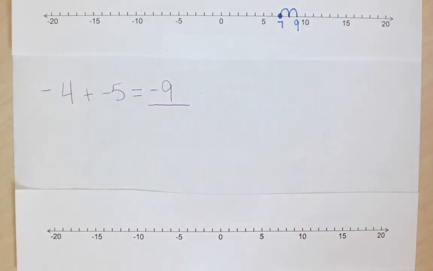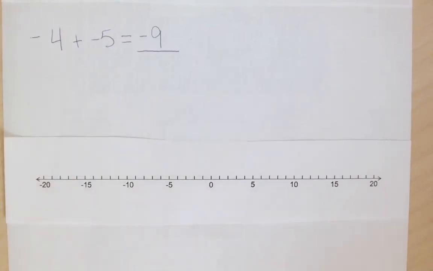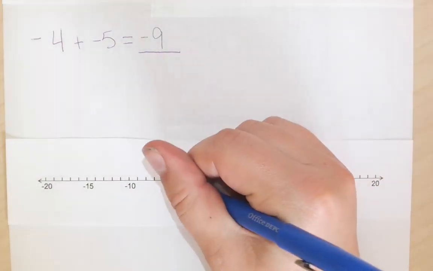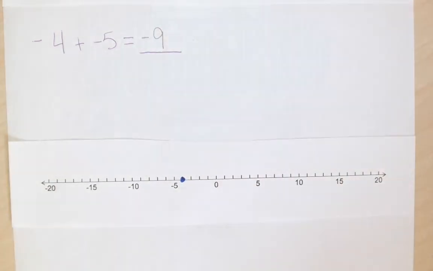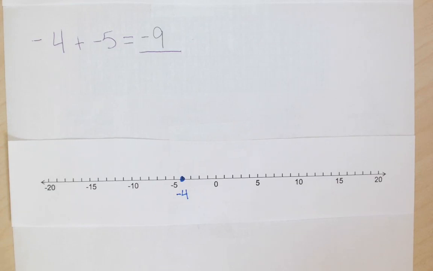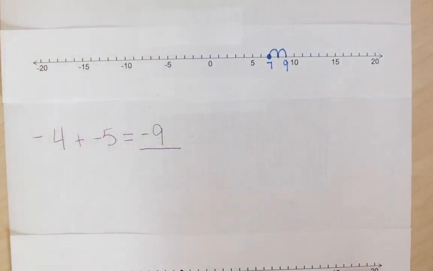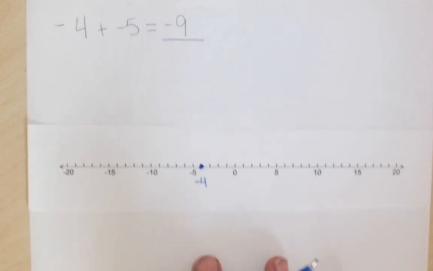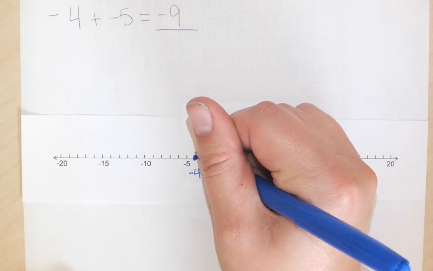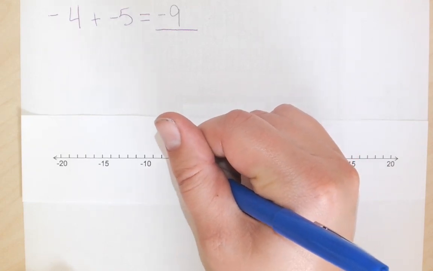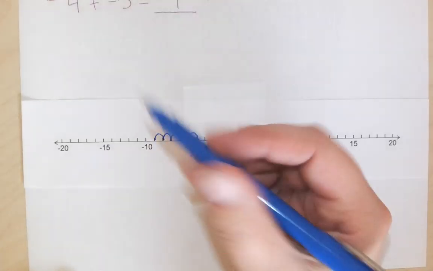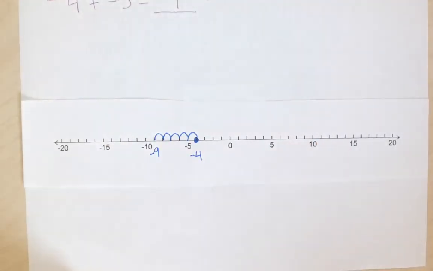So if I'm looking at this on the number line, I'm going to start at -4, which should be right here, between 0 and -5. And then I want to add 5 negatives to that. Well, when I added positives, I moved in the positive direction towards the right. Adding negatives, I'm going to move towards the left. So I'm going to jump 5 times. That's 1, 2, 3, 4, 5. When I do that, I land at -9.